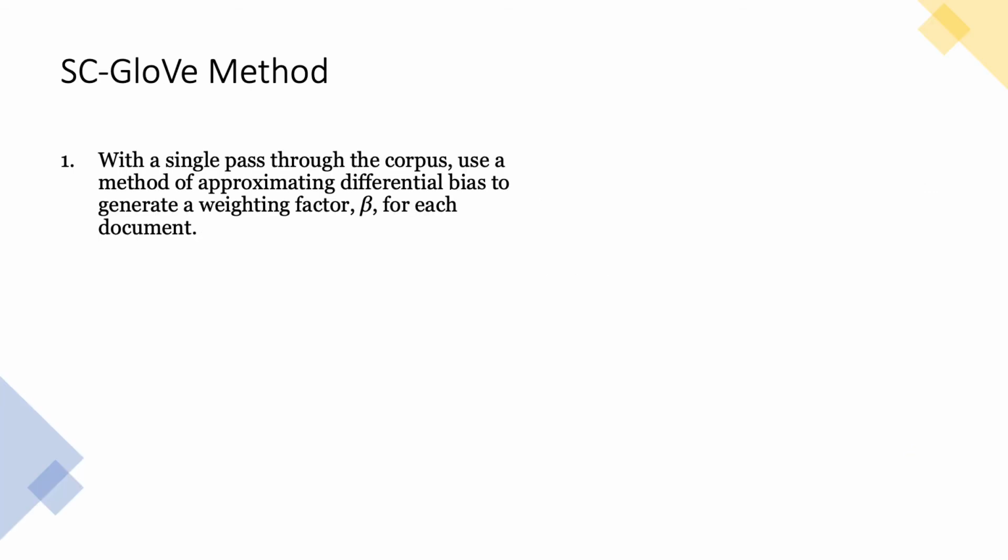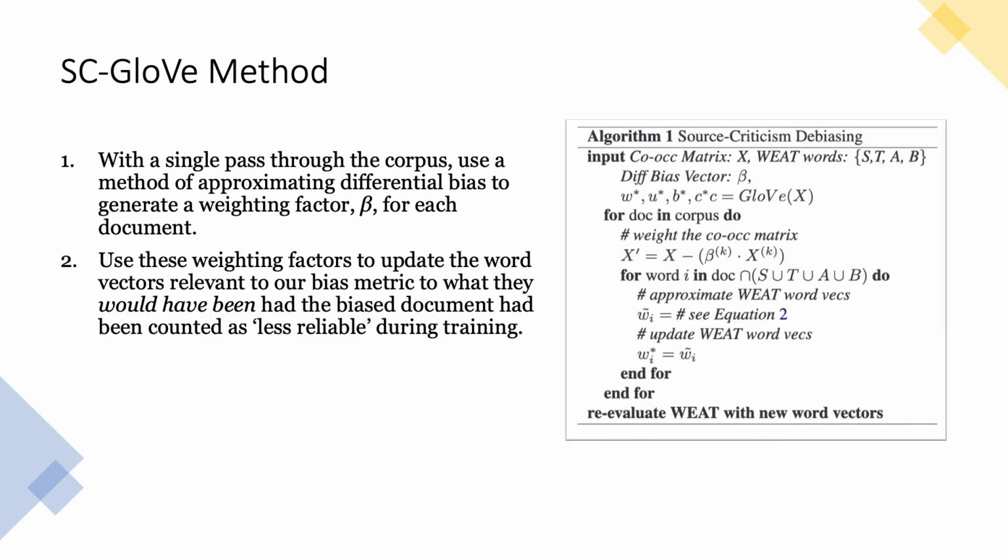So our method happens in two steps. First, with a single pass through the corpus, we use Brunet et al.'s method of approximating differential bias to generate a weighting factor beta for each document. And this weighting factor tells us by how much each document in the corpus contributes to the downstream bias at test time. Then, once we have these weighting factors, we use them to update the word vectors relevant to our bias metric to what they would have been had the bias document been counted as less reliable during training.